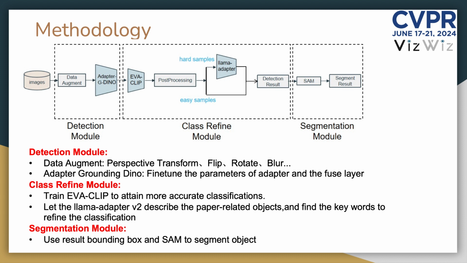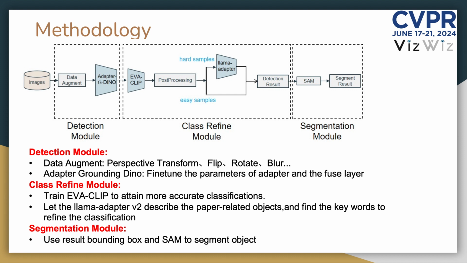Simultaneously, we utilize the annotated bounding boxes to extract the target regions for training the EVA-CLIP model. During inference, we perform object detection using the Grounding DINO model. The detected object regions are cropped and input to the EVA-CLIP image classification model for categorization.